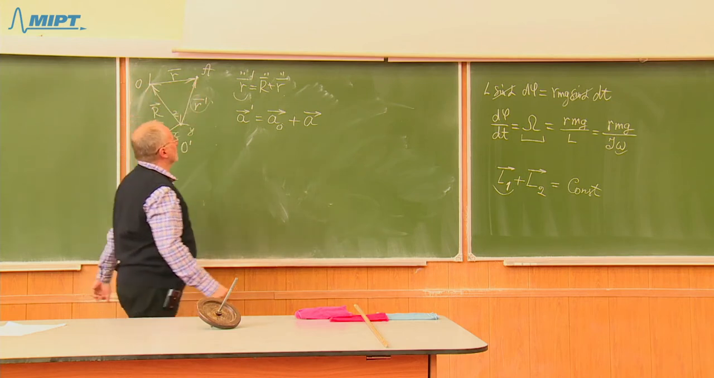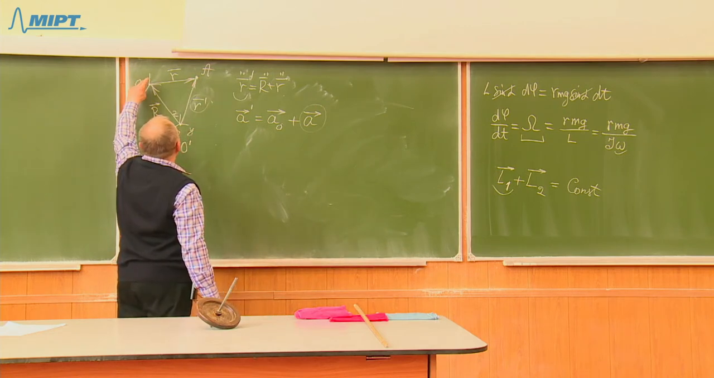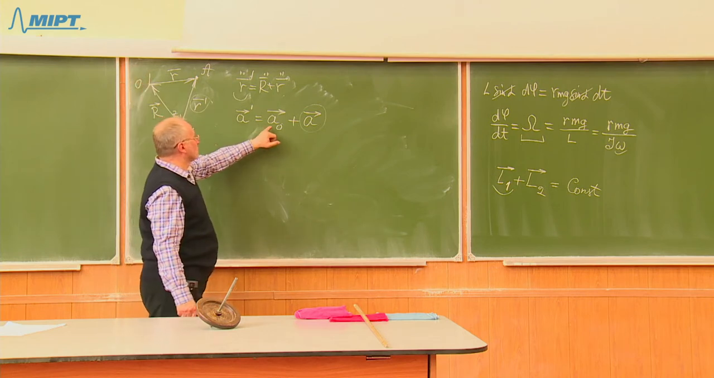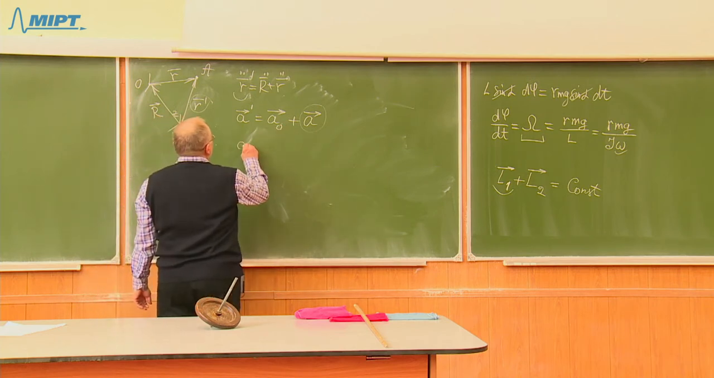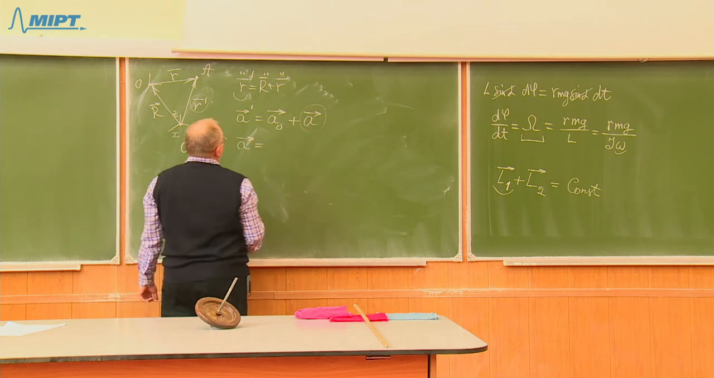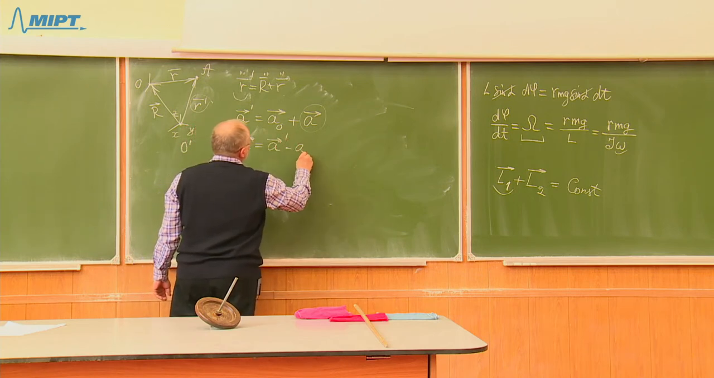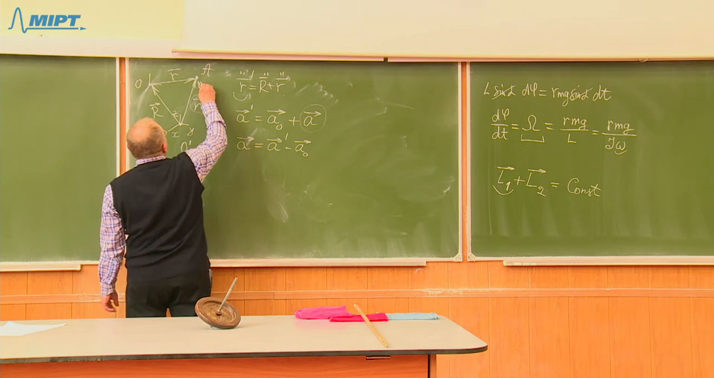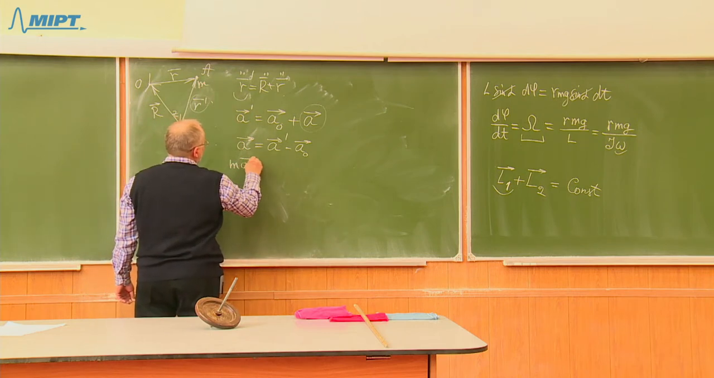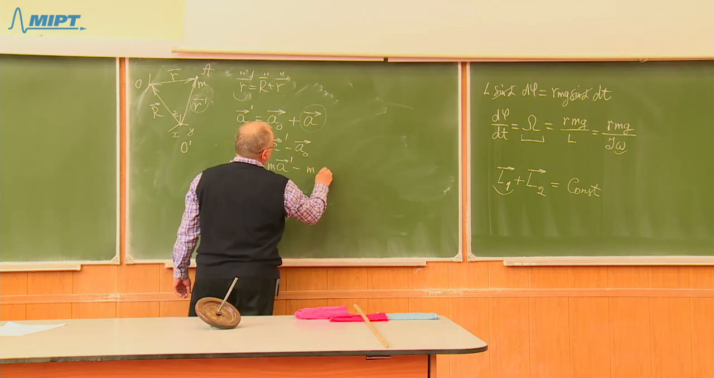That is the quantity in which we are interested: the acceleration of some point with respect to a non-inertial reference frame, which itself is moving, probably with acceleration A0 with respect to the fixed reference frame. So from here we obtain that the acceleration we are interested in will be A prime minus A0. And multiplying this equation by the mass of point A, we obtain MA equals MA prime minus MA0.